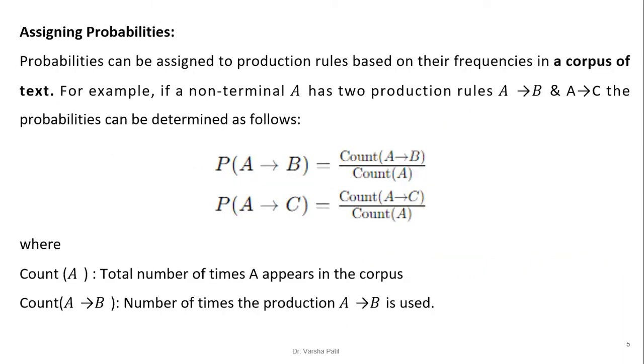Now, how are the probabilities assigned? We are not assigning the probability, we are directly working with the rules in which the probability is already assigned. But how are the probabilities assigned?